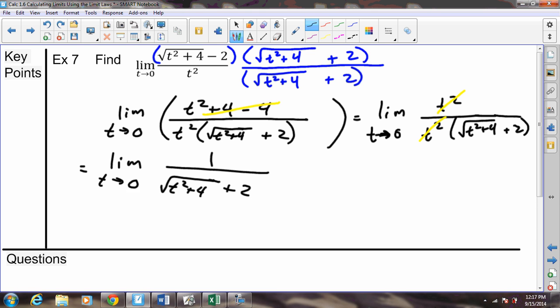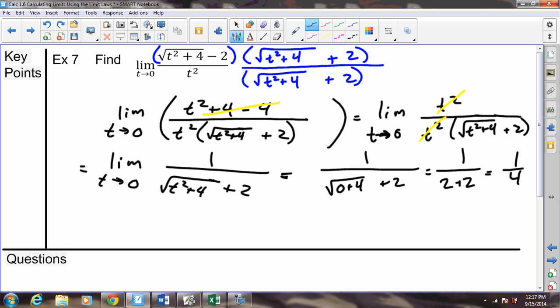Will direct substitution work in this equivalent or alternate form? Okay, when we try that out, direct substitution gives us 1 over the square root of 0 plus 4, plus 2, which is 1 over the square root of 4, which is 2, plus 2. And we get our final answer of 1/4.